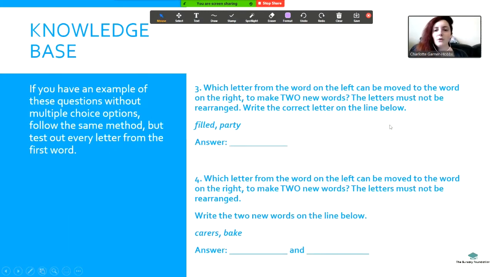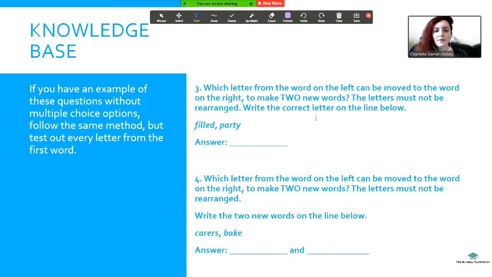So you may also find some options where it asks you to write in the correct letter or it asks you to write in the words. For this, you're still going to use exactly the same method. You're just going to test out all the letters individually for number 3 and then work out what both the words are for number 4 here.